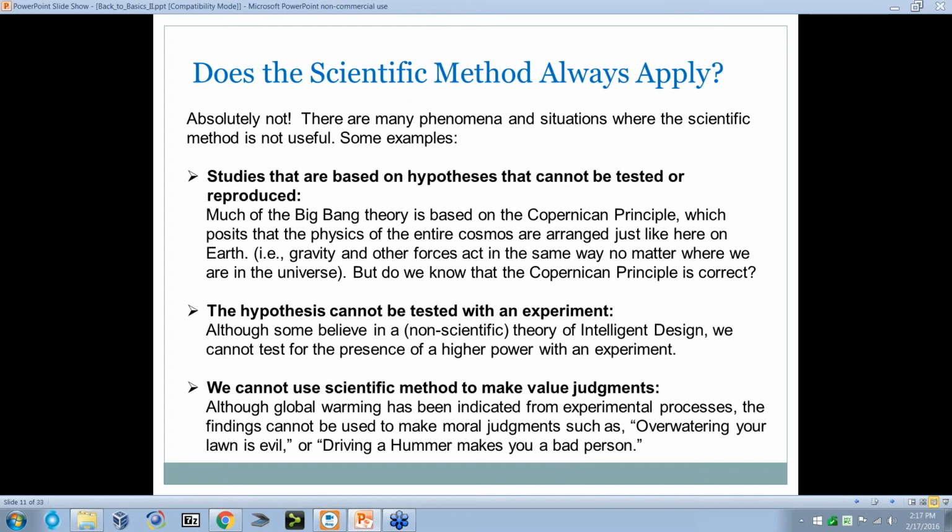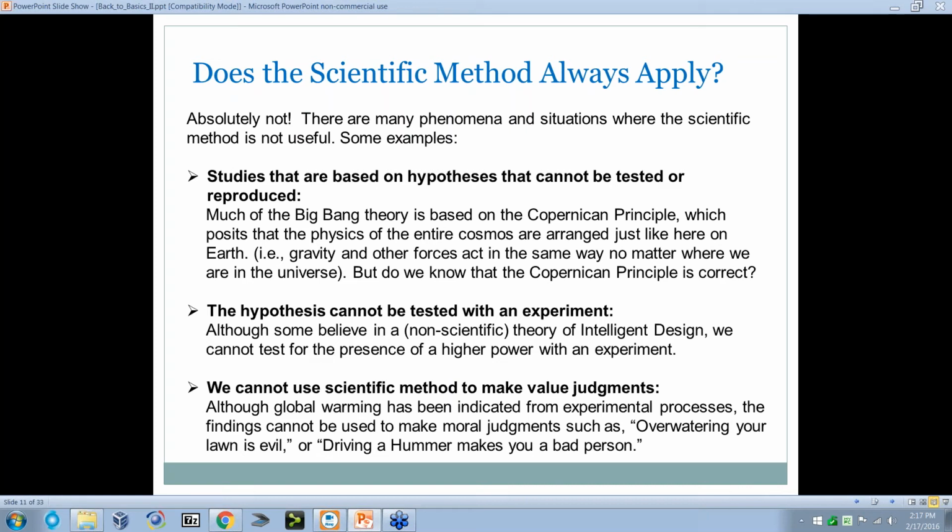Scientific method, you think, oh, we use it everywhere. No, we don't. There are many times it won't apply. It doesn't always apply. There are many phenomena and many situations where the scientific method just falls apart. It's not useful. Some examples I'm giving here are studies that are based on hypotheses that cannot be tested or reproduced.